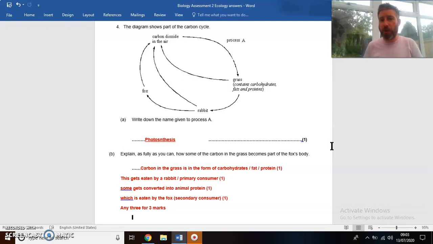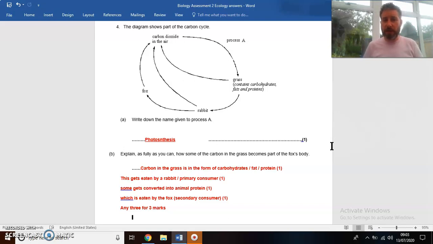Now, it's the protein primarily we're concerned about, because protein is what makes animals grow. We use it for growth and repair. So the rabbit takes on the protein from the grass. That's eaten by the fox, which is a secondary consumer, so the protein is moved from the rabbit to the fox. Not all of it. Quite a lot is lost in other processes. So respiration loses a large amount of that biomass. Various other processes, excretion loses some of that biomass. But that's what we're looking for, 3 marks.